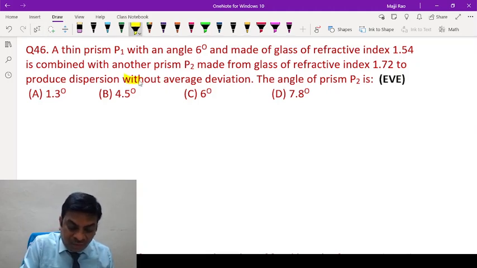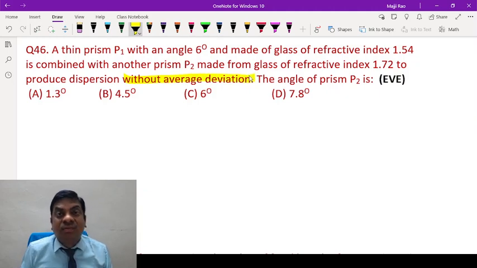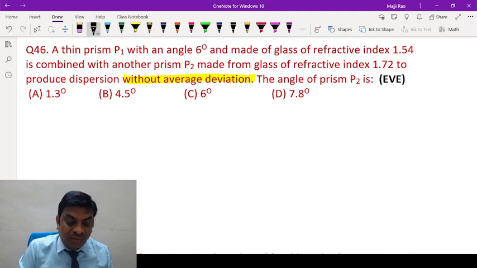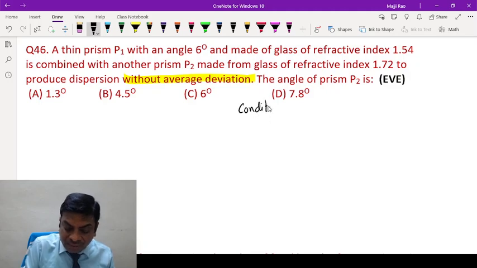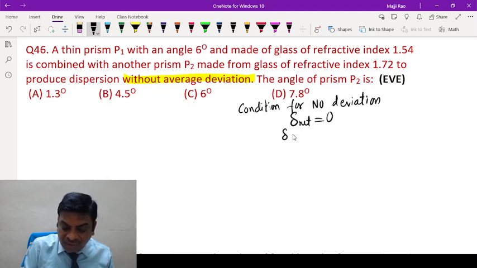So you can see without average deviation means there is no deviation here. So we have to find the prism angle P2. In other words, we have to apply the condition for no deviation. Now, what is the condition for no deviation? Condition for no net deviation is that net deviation must be 0. In other words, deviation due to the first prism plus deviation due to the second prism must be equal to 0.